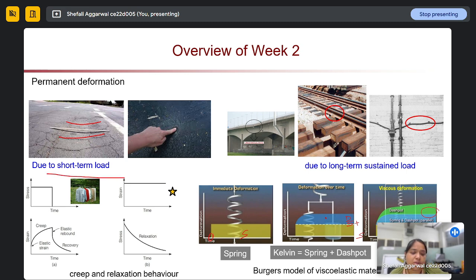Next thing is permanent deformation due to the long-term load. So permanent deformation due to the continuous long-term load, that is what we call the creep behavior of our system. If you see this concrete bridge, there is a small deformation here. This is because of continuous loading, or continuous moving of vehicles along this road.